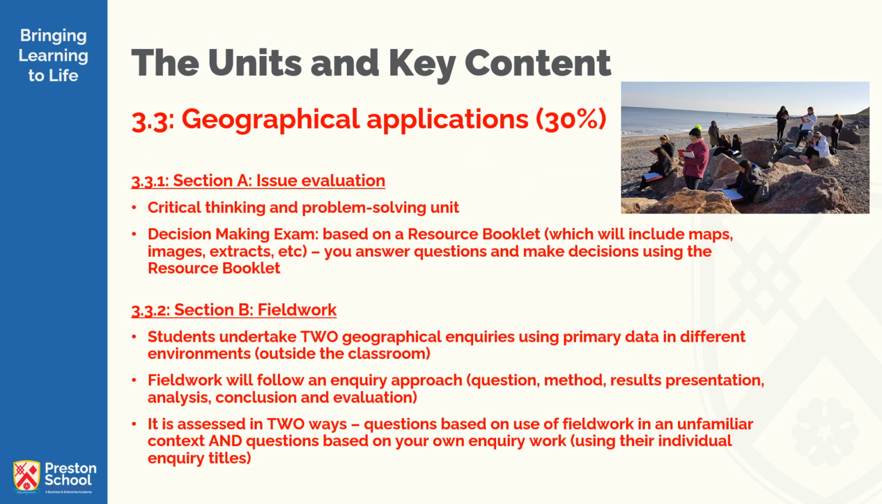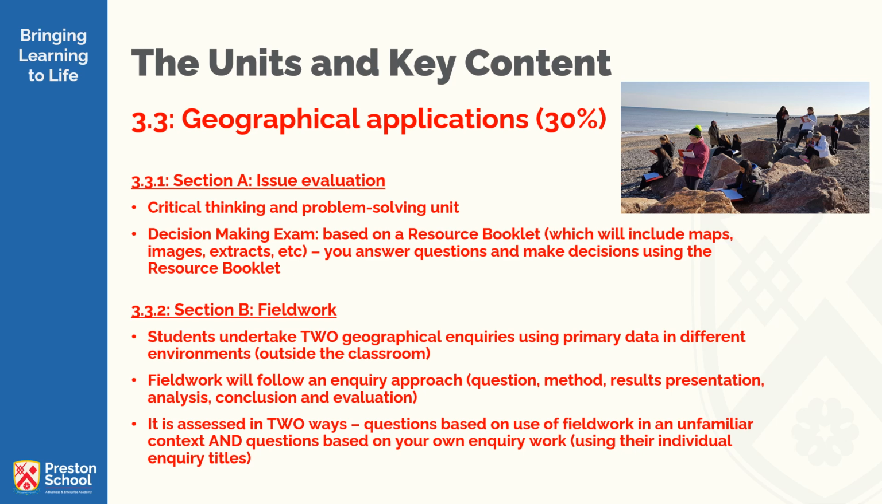The last of the three exams is called Geographical Applications, and this makes up 30% of the overall mark. This exam is slightly different to the first two exams and basically involves, firstly, an issue evaluation. This is where students are given a resource booklet in March of year 11, which involves some sort of critical thinking or problem solving and involves some sort of decision-making question at the end of the exam. They are given the resource booklet in advance, so they have a couple of weeks to study it in March, and then they're given a new resource booklet in the exam, which they can use to answer questions and also help them to make their final decision.